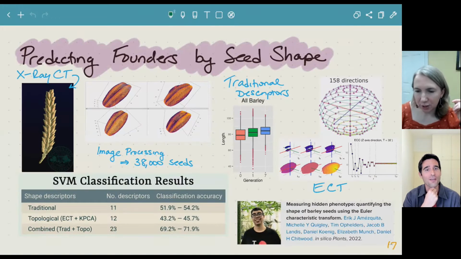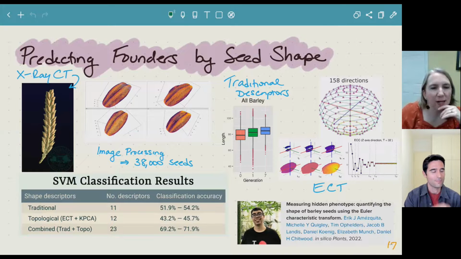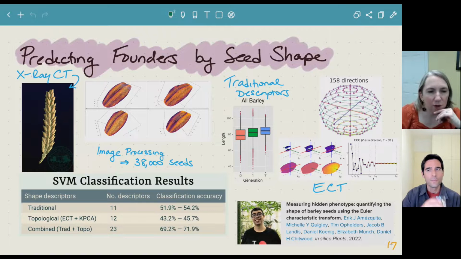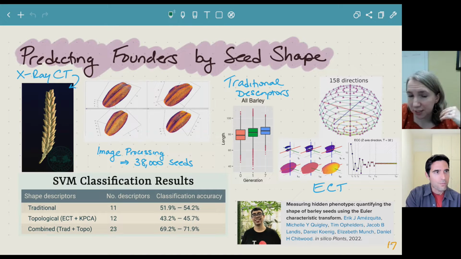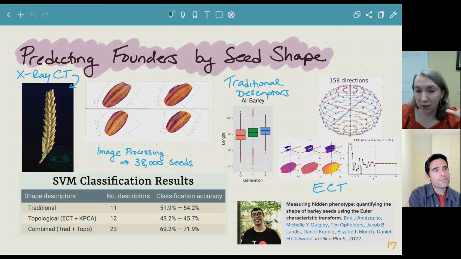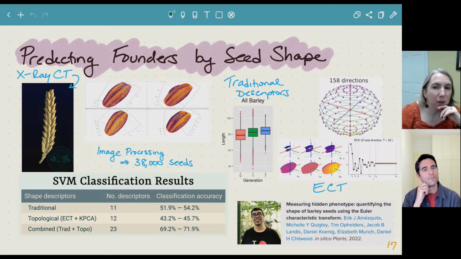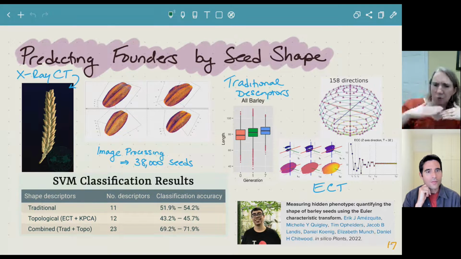Yep. So what ended up happening? Okay, so we have our traditional descriptors. We had 11 of them. This is a sort of reasonable vector to work with, and the machine learning was happy. The Euler characteristic version, the giant thing I'm sweeping under the rug is the fact that I have 158 directions. I have, I didn't write down how many, something like 40 stopping thresholds.